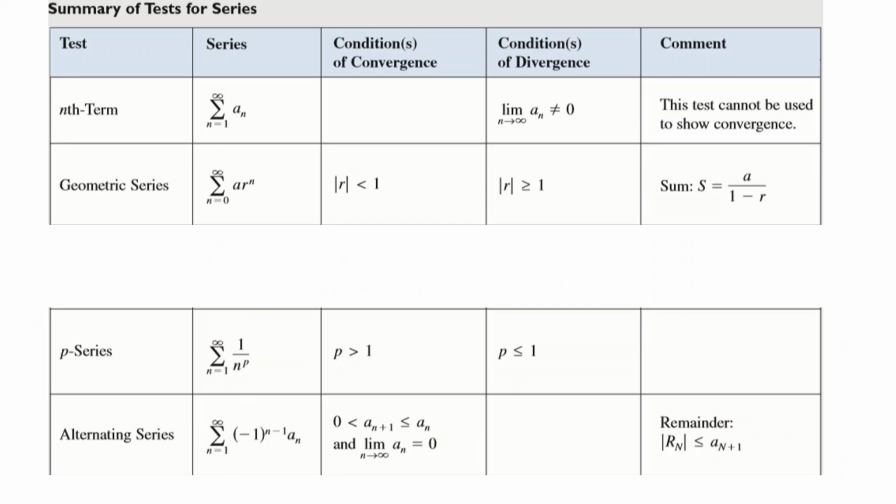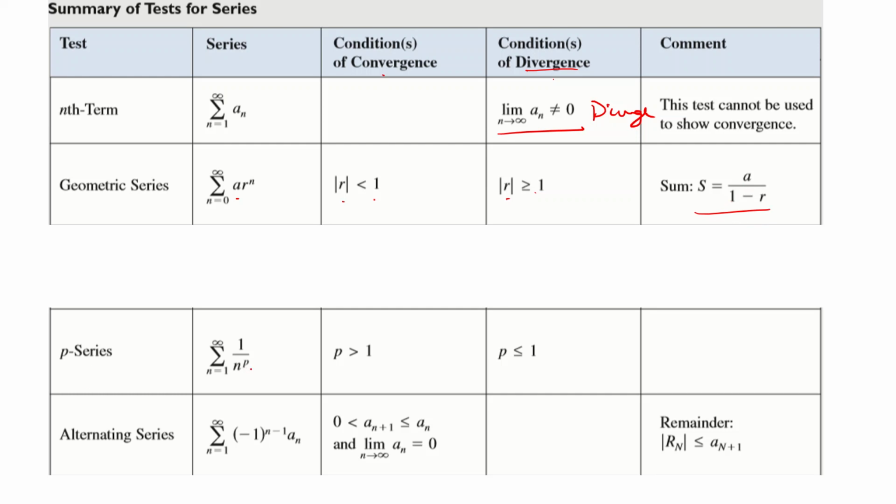All right, so here's a summary now of our tests. So we've got the nth term test. We just look at the limit. It tells us if something diverges only. It cannot be used to show convergence. We've got the geometric series. If r is less than 1, it converges. If r is greater than or equal to 1, it diverges. And we even have the formula for the sum. That's really the only one we have a formula for the sum for.